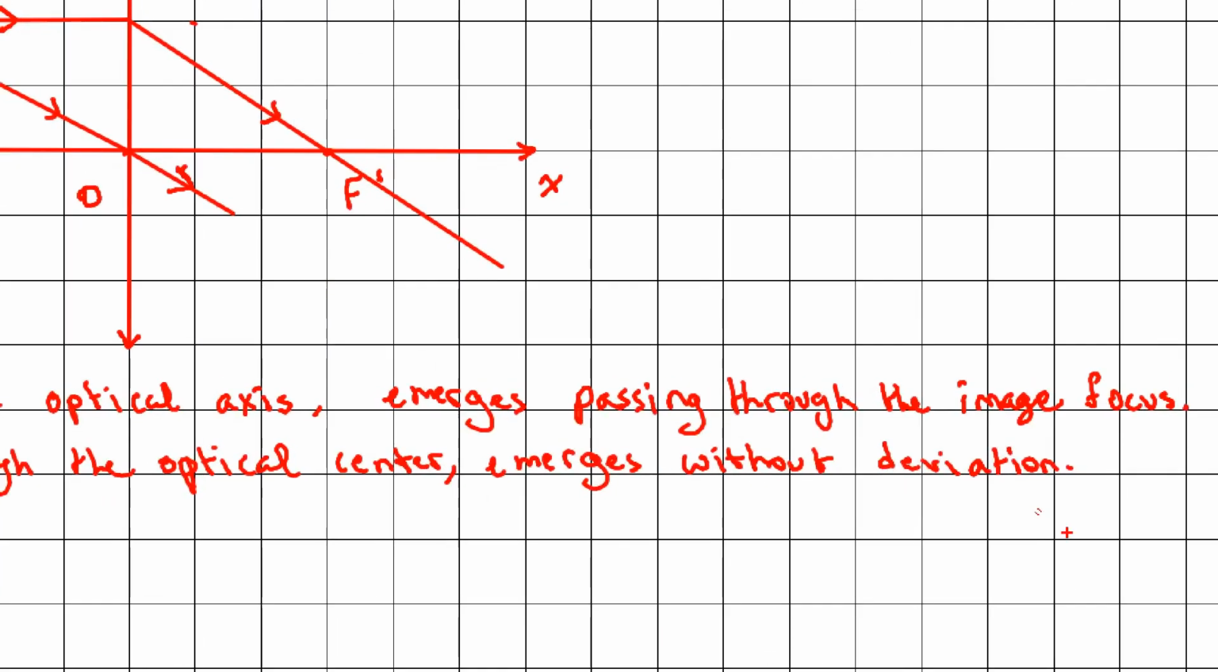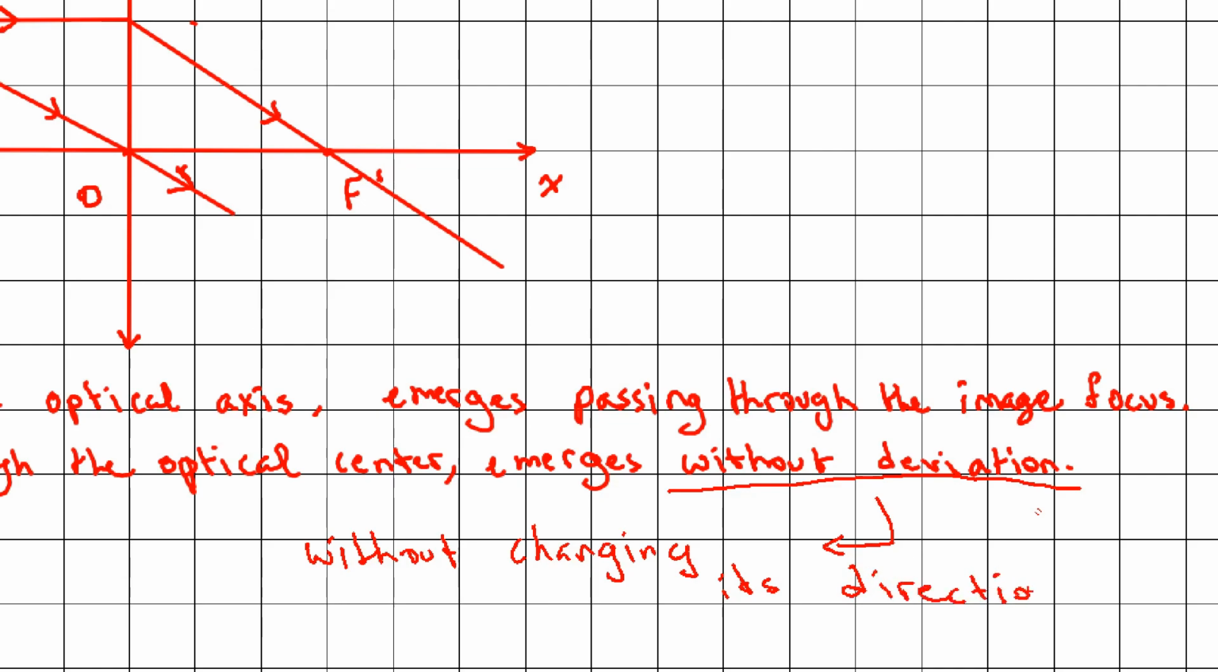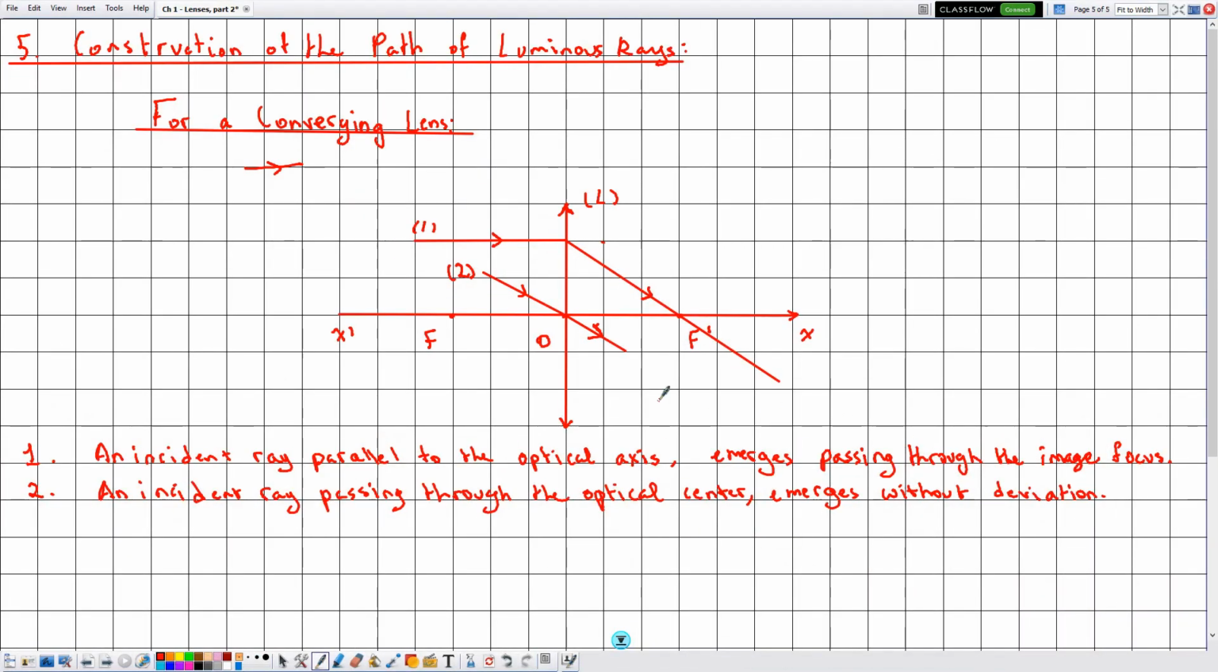And I repeat that here the words without deviation mean without changing its direction. Notice that the second ray, the one passing through the optical center, didn't change its direction.